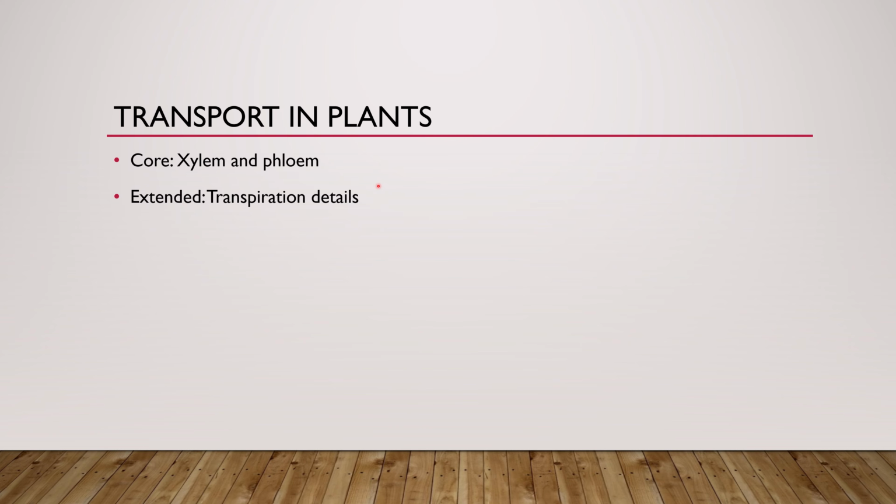Xylem transports water and minerals from roots to the rest of the plant. It also gives support to the plant. Phloem transports food, sugars made in leaves, to all parts of the plant. Together, they are vascular tissues found in the core of plants and help in transport and growth.